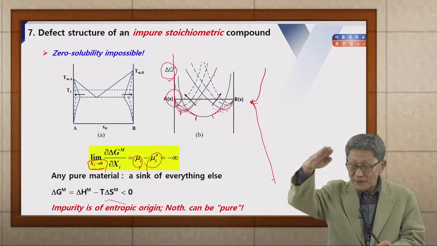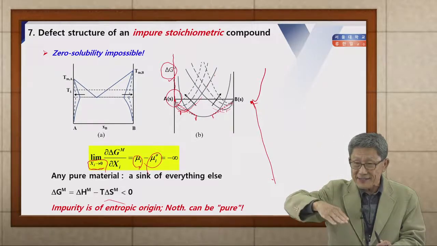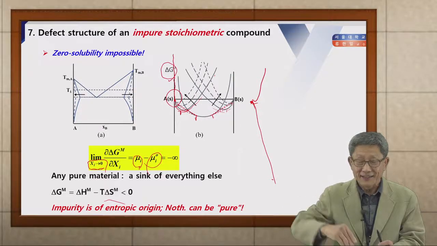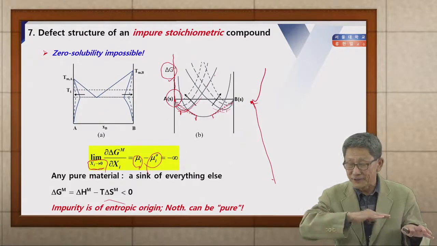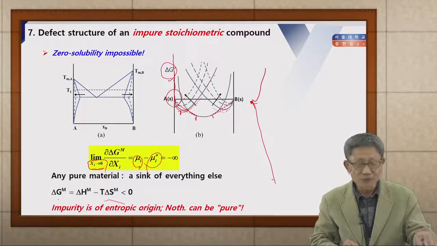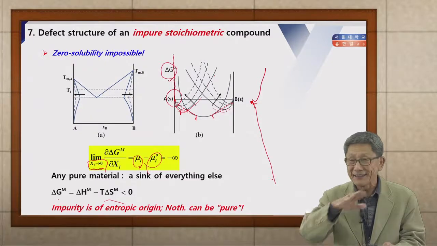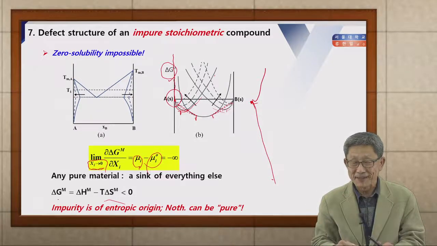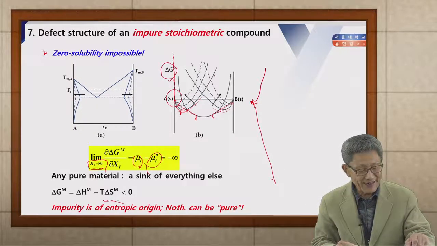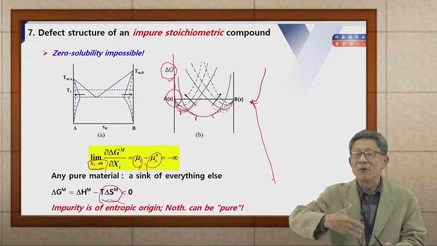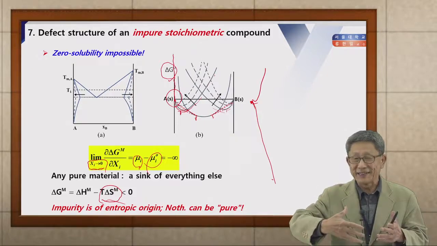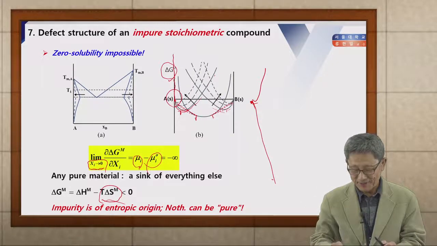Of course, if you decrease the temperature down to 0 K, then if everything is in equilibrium, you forget about kinetics, then you end up with the absolutely pure system. But as temperature increases, again, this T delta S term is growing more and more predominating. Therefore, impurity cannot be avoided. Right?